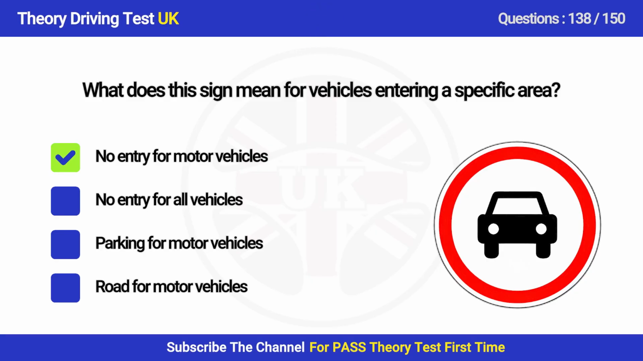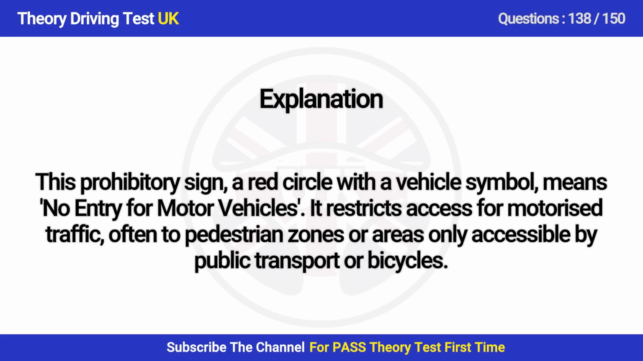Answer is A. No entry for motor vehicles. This prohibitory sign, a red circle with a vehicle symbol, means no entry for motor vehicles. It restricts access for motorized traffic, often to pedestrian zones or areas only accessible by public transport or bicycles.